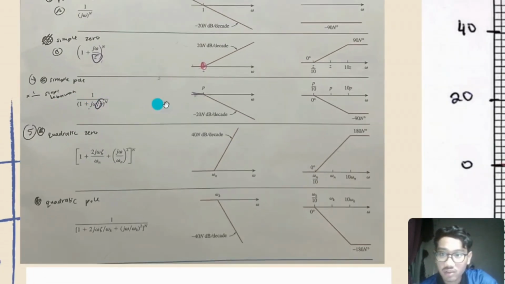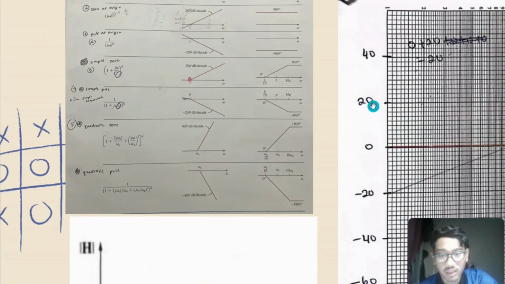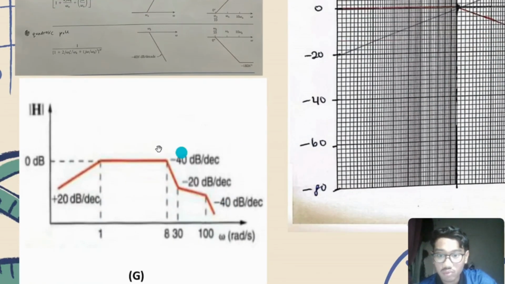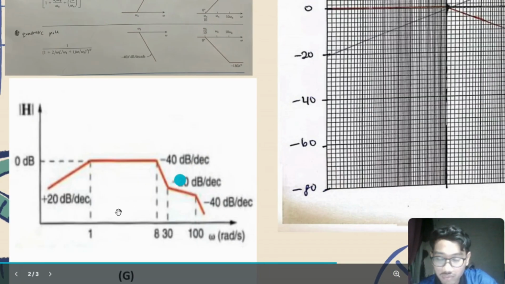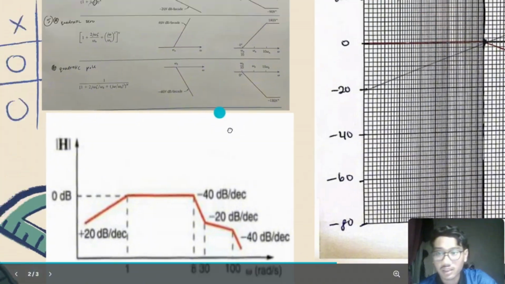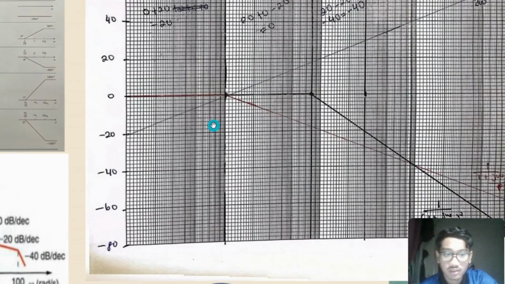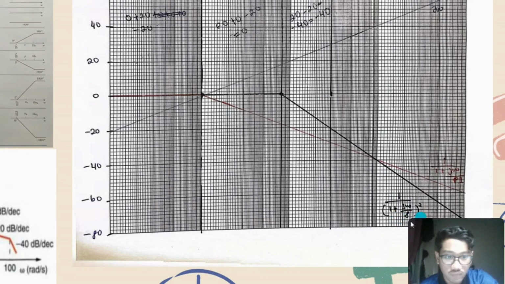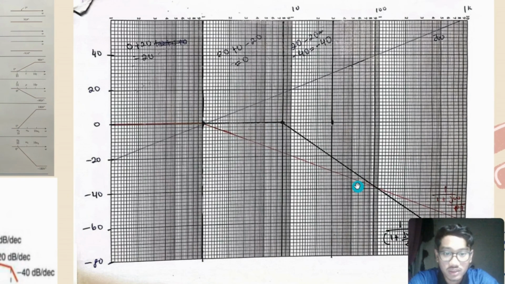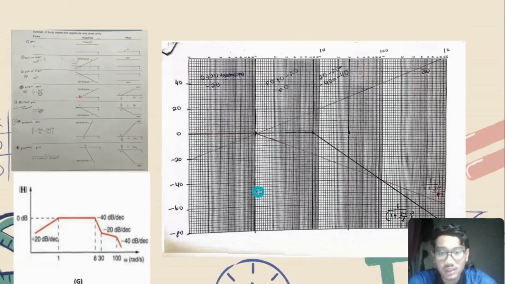So the answer is 1/(1 + jω) per pole. This is the important thing: which pole? Last time the pole started from 1. Then for this part we need to use the 8 omega. So the answer is 1/(1 + jω/8) to the power of 2, because the slope is negative 40. So we have 20, negative 20 and negative 20, so we get negative 40 dB per decade.